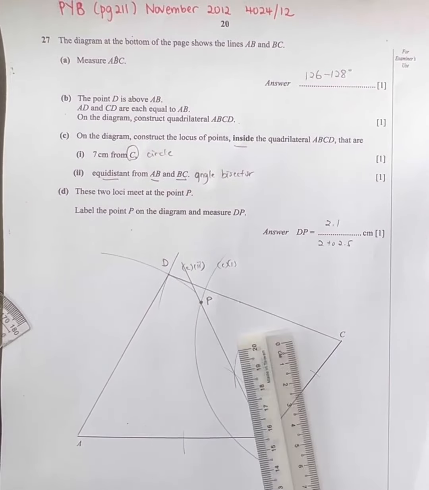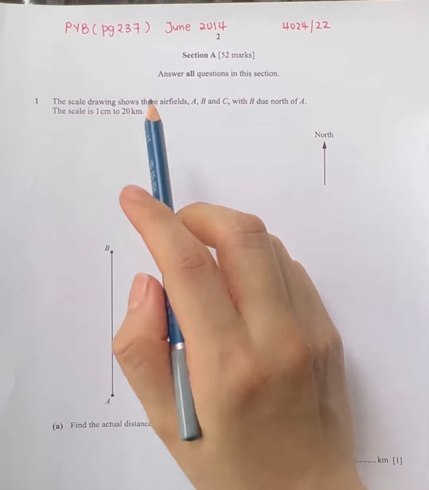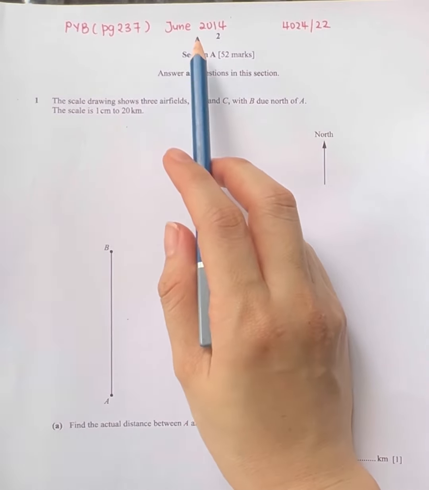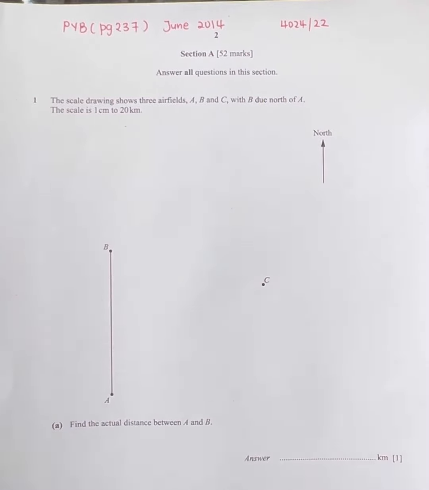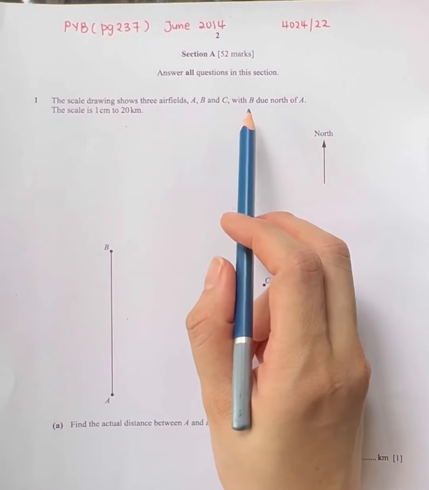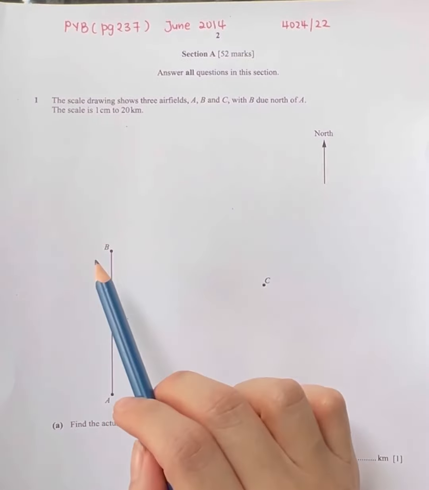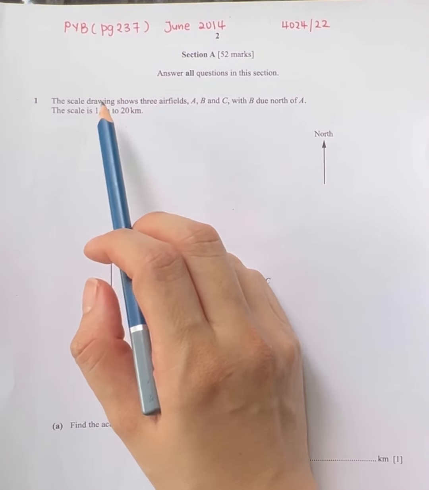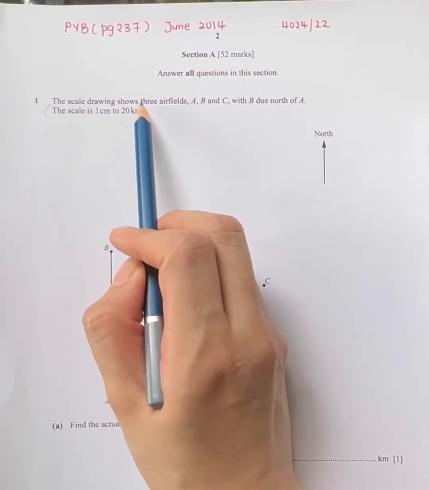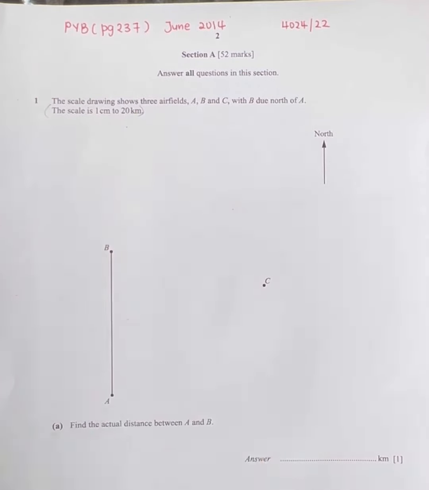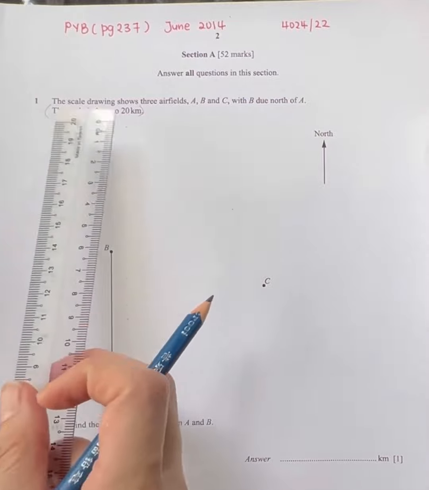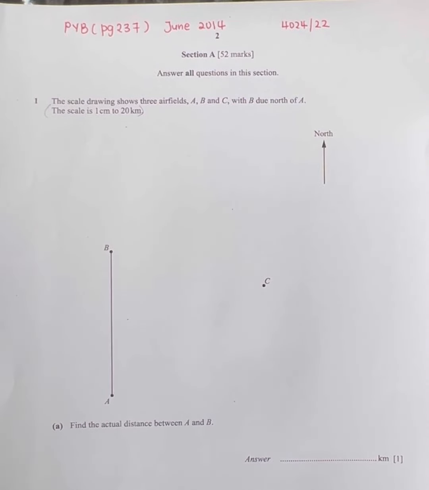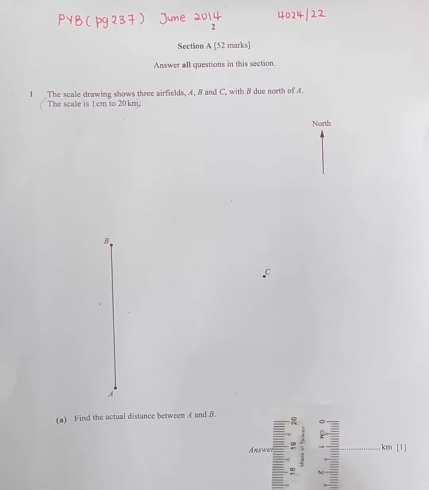Alright, so next question. Here we have the past year book page 237, June 2014 paper 22. The scale drawing shows 3 airfields A, B, and C, with B due north of A. If you check your past year book, they miss out this part. Can you add this one? The scale is 1 cm to 20 km. This sentence is missing in your past year book. But if you have printed this out, then it's okay. The question is exactly the same.